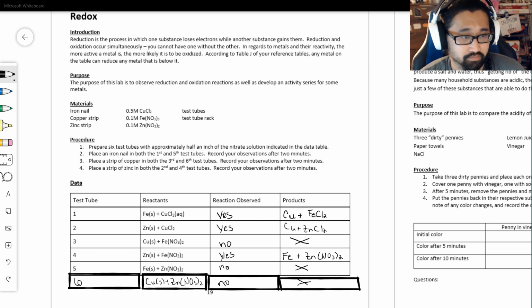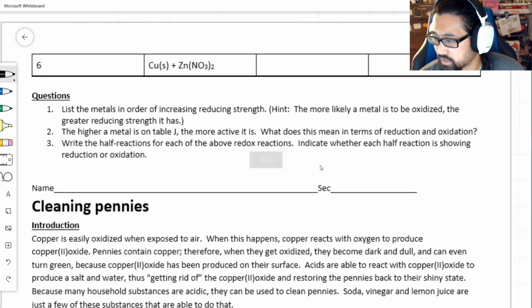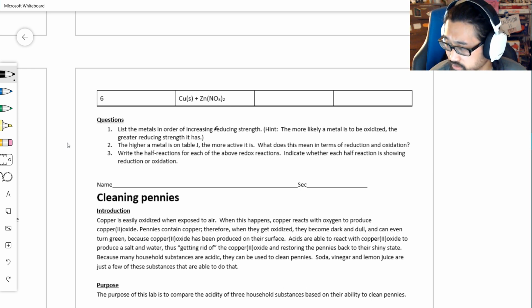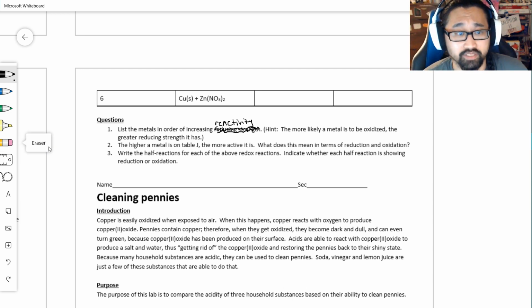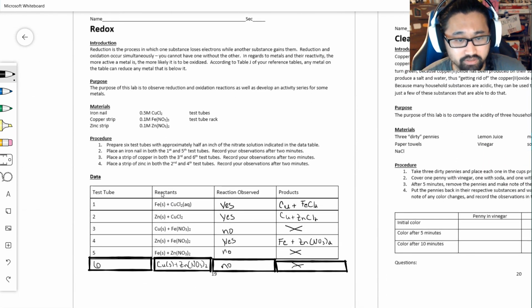The next thing that we had to do was answer some questions. And again, I don't know why this got all wackadoodle. Now, question number 1 asks you to list the metals in order of increasing reducing strength. I want to replace this with something. I don't want you to think about it as reducing strength. I want you to think of it as reactivity. Right? If you look at this in terms of reactivity, list the metals. So the metals were the actual solid that we put in.